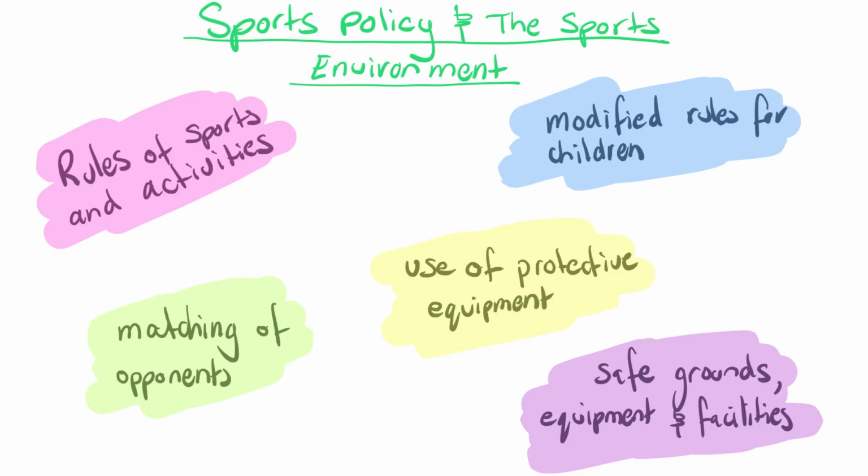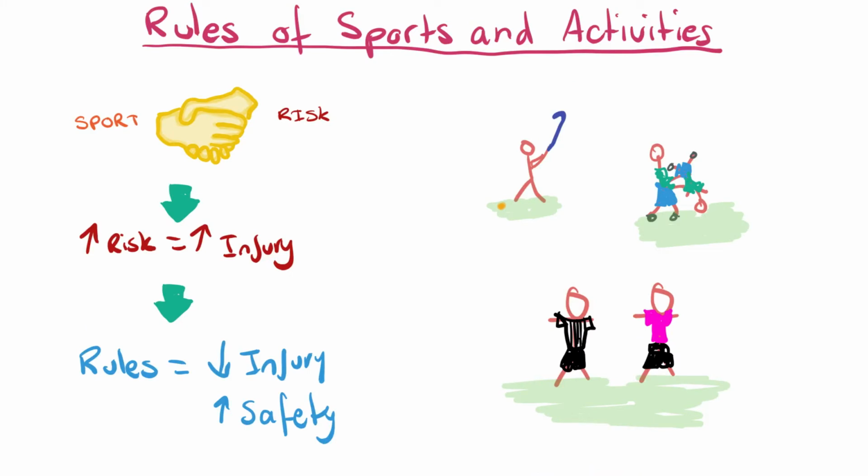So when we're looking at sports policy and the sports environment, there's 5 things that we need to focus on, and they are the rules of sports and activities, matching of opponents, modified rules for children, the use of protective equipment, and safe grounds, equipment and facilities. So these 5 things are the 5 things that you need to be able to know about for this part of the focus question. So we'll start by having a look at the rules of sports and activities.